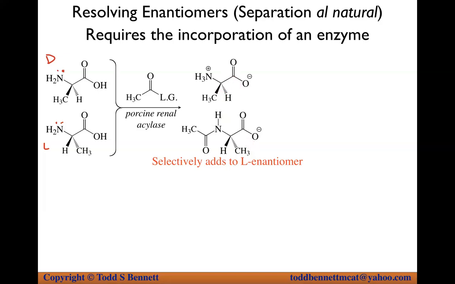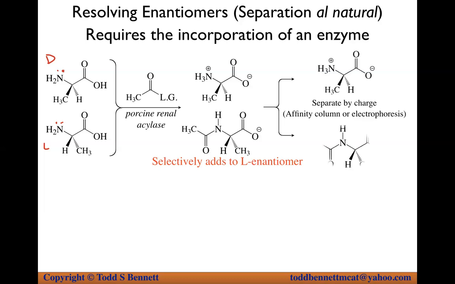There's also something called electrophoresis, where you place it within an electric field, and the one that's charged will migrate in a certain direction. The one that's neutral will just stay in place. So we're going to separate by either affinity column, electrophoresis, some sort of charge-based technique. So I will now have D-alanine by itself, which I don't care about, and I'll have L-alanine that's been acylated, so an acyl alanine. So I need to remove it.